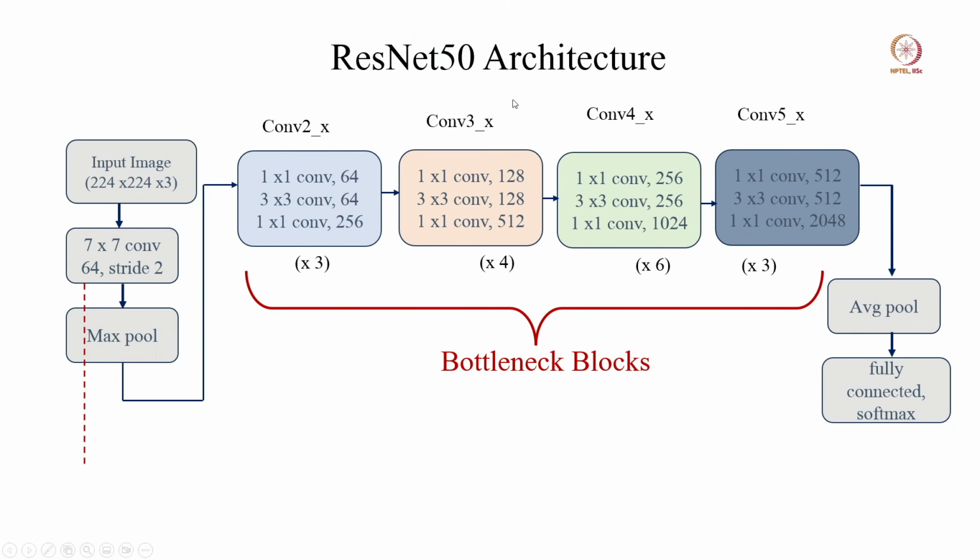Now we will see why this 50 has come into picture. How many layers are there? 50 layers here. We will just have a look. So here in the first convolution layer we have one layer. Then from conv 2x there are 3 layers into 3, so 9 layers are here.